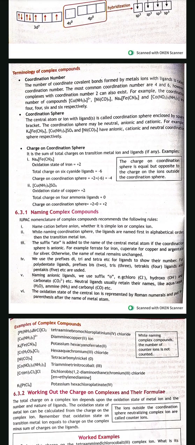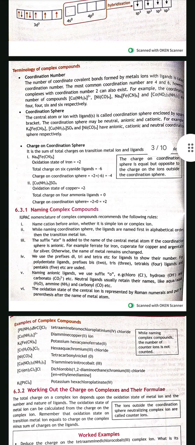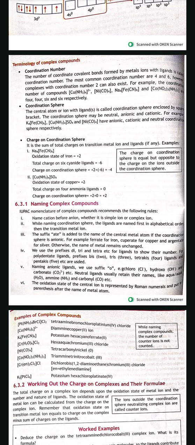Terminology of complex compounds. Okay, first is what is coordination number? The number of coordinate covalent bonds formed by the metal ions with ligands is the coordination number. The most common coordination numbers are 4 and 6. However, complexes with coordination number 2 also exist. For example, for Cu(NH3)4 2+ the coordination number is 4, and for Fe(CN)6 we have 6 ligands attached, so coordination number is 6.